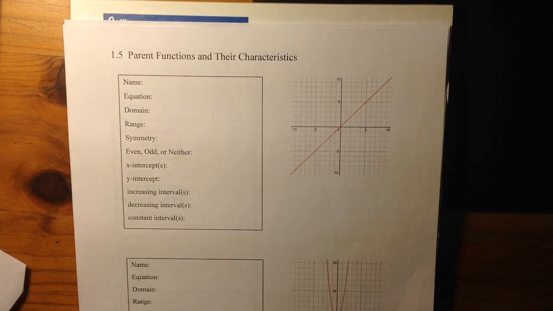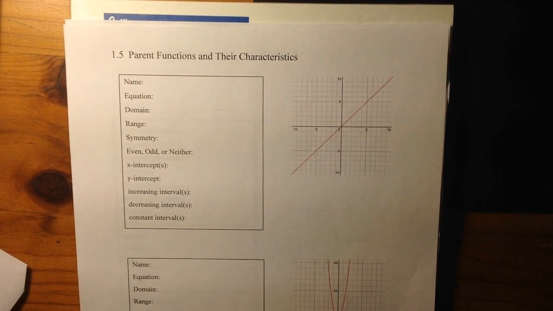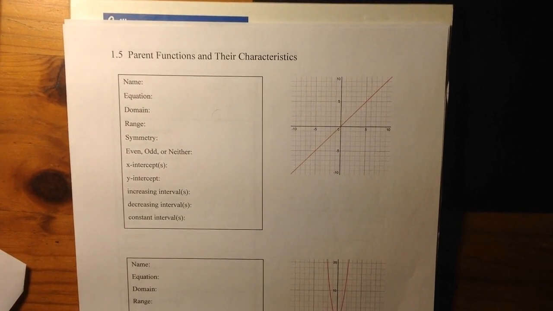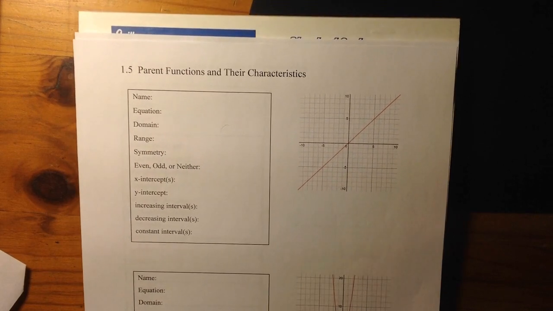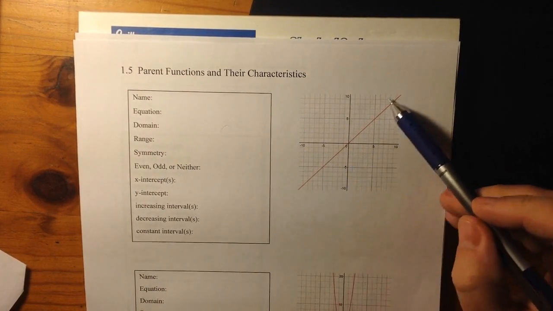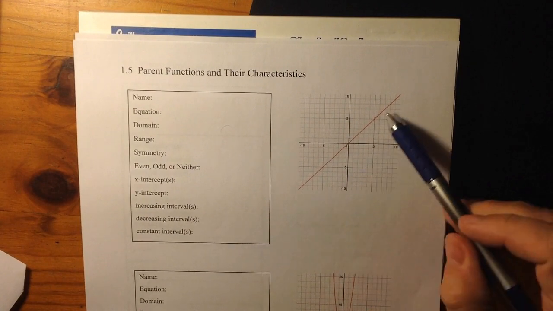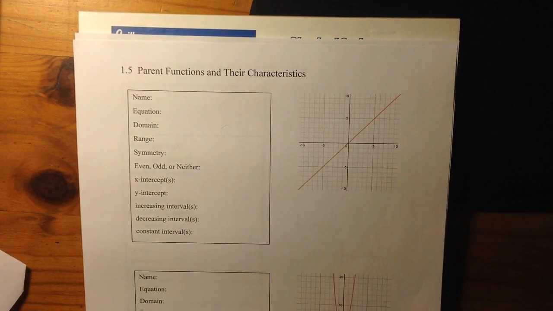All right, this is lesson 1.5, parent functions and their characteristics. We're going to look at I think 7 different parent functions, and I'm going to move through them fairly quickly, writing down some of the characteristics of each. If you need to pause the video, do that and catch up, and then proceed at your own speed. Okay? So this first function, we have just this line that passes through the origin. It's going from the bottom left corner up to the top right corner.